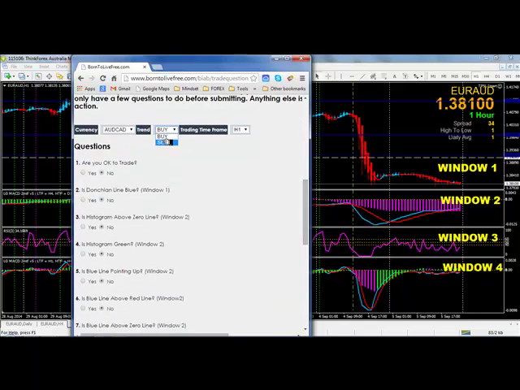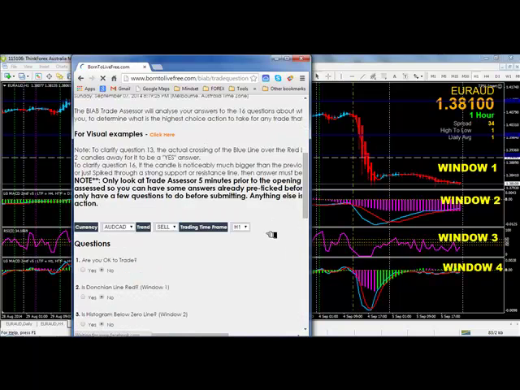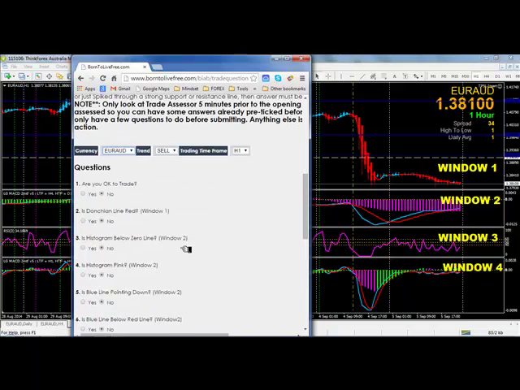Select your trend first, then your trading time frame, and then your currency. Then answer the questions sequentially as you see them and not how you think you'll see them. You can always come back and update them when the candle opens.